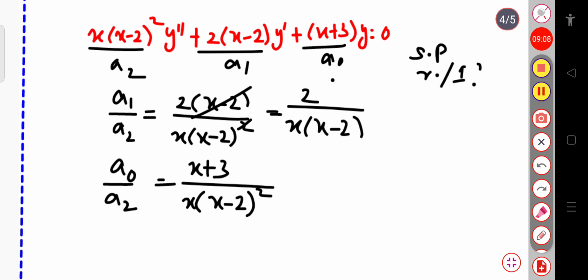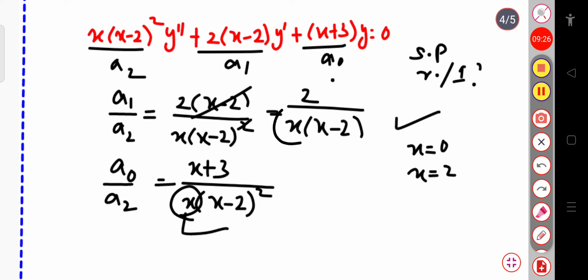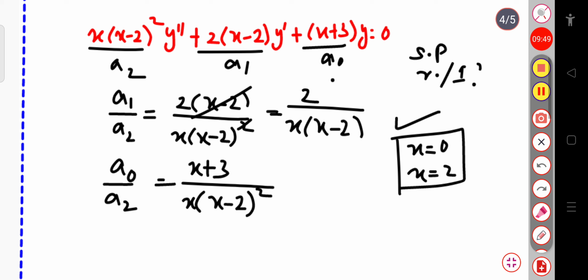Now you can see that in a1 by a2, if we put x equal to 0 as well as x equal to 2, it is infinite, and a0 by a2 is also infinite. If we put x equal to 0, something by 0 is infinite. And if we put x equal to 2, then 2 minus 2 is 0, and something by 0 is infinite. Since these terms go to infinity, we can say a singular point exists. So x equal to 0 and x equal to 2 are the two singular points.